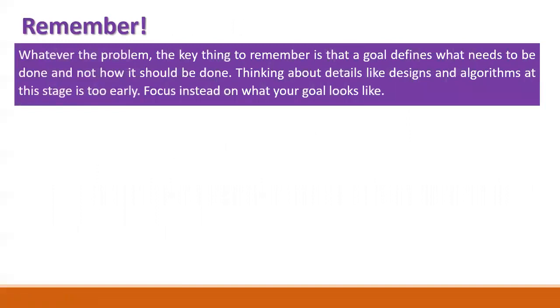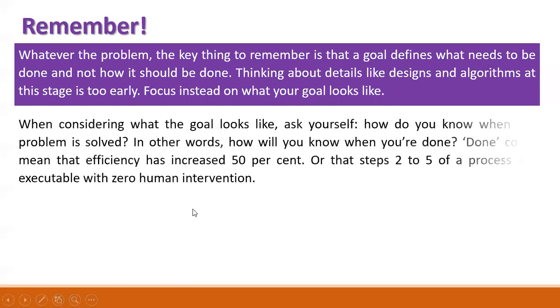All right, whatever the problem, the key thing to remember is the goal defines what needs to be done, not how it should be done. How it should be done, that's the algorithm. The goal is just going to tell you, okay, this is our problem. Then we decide maybe multiple things that we can do to solve it. In the end, we'll come up with an algorithm.